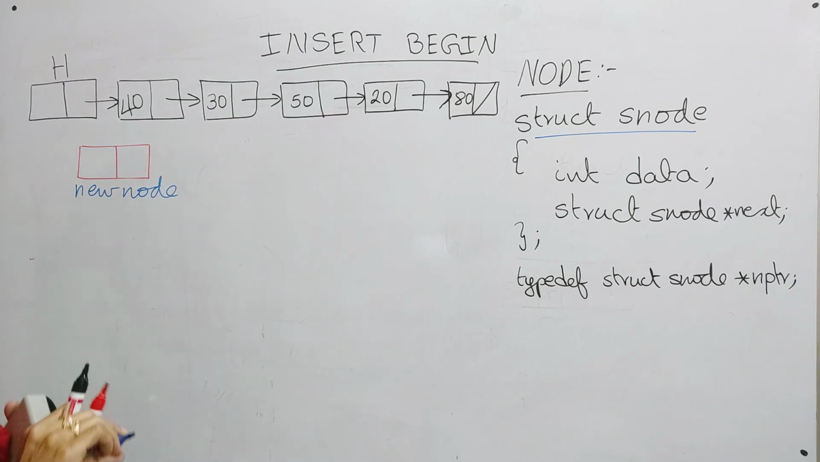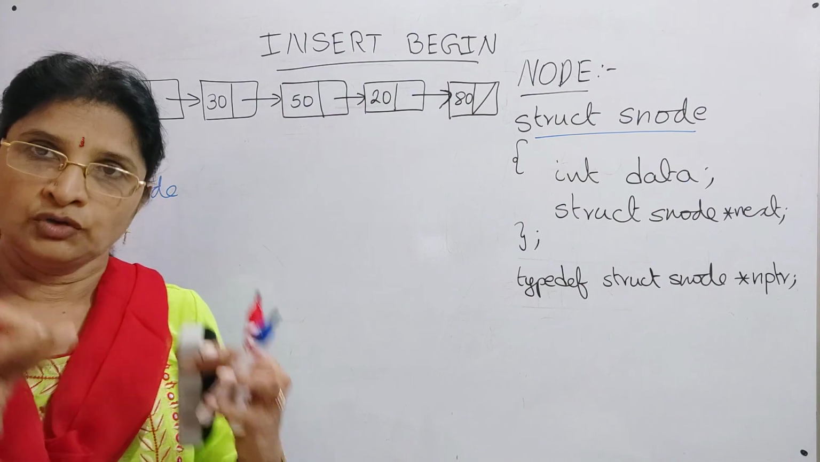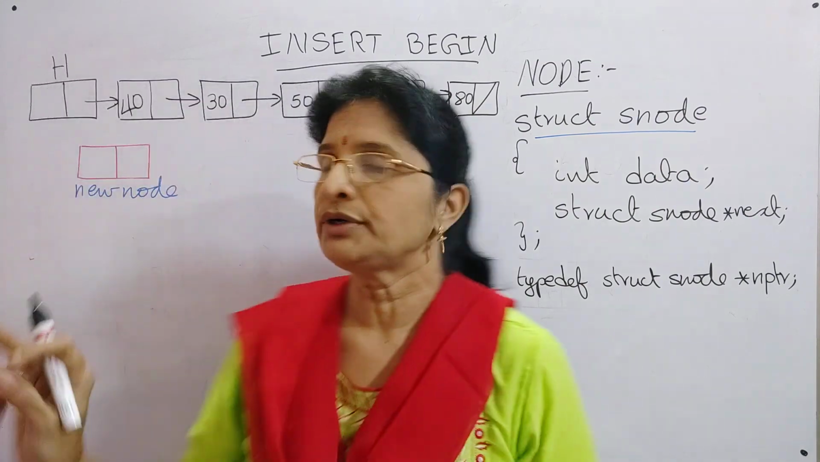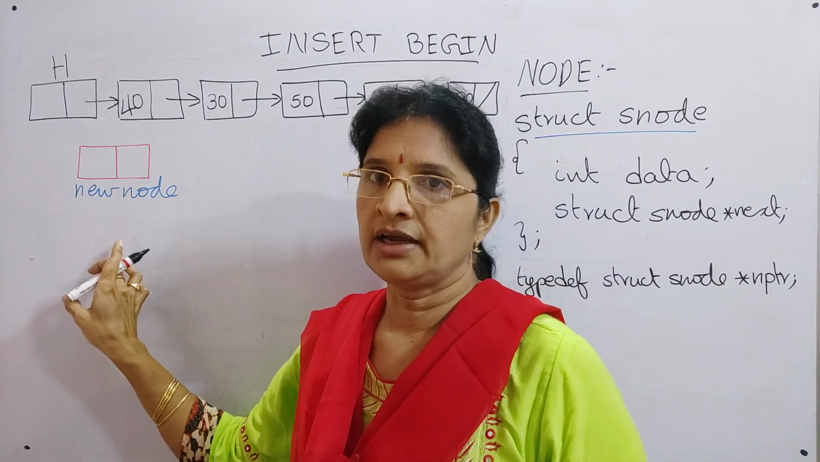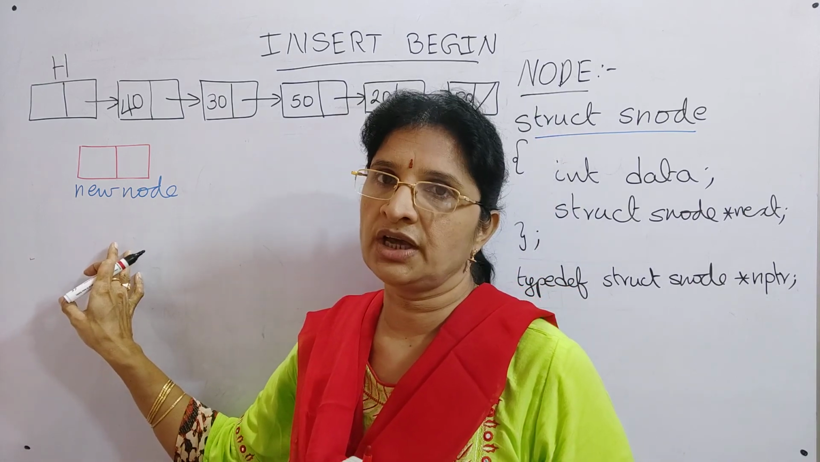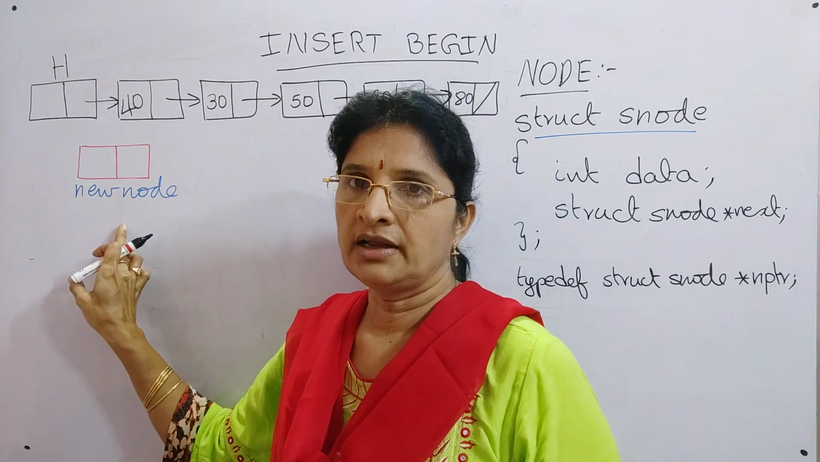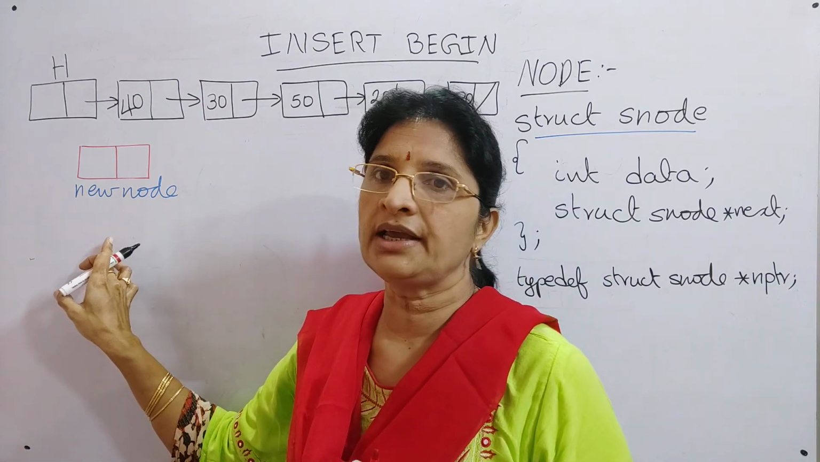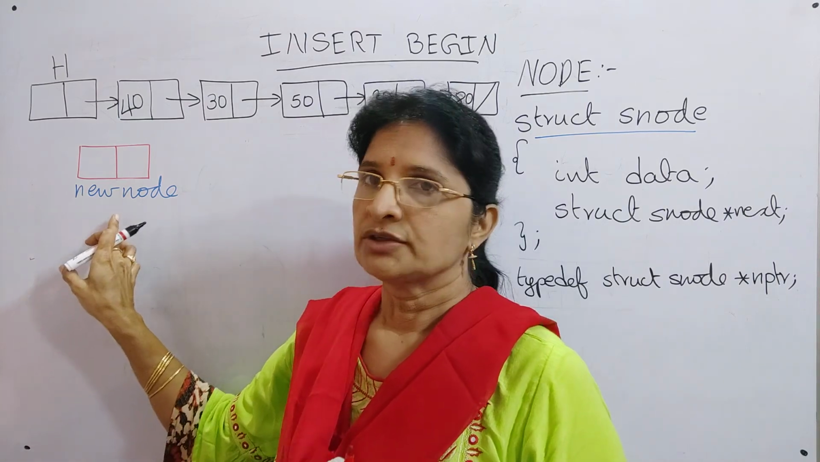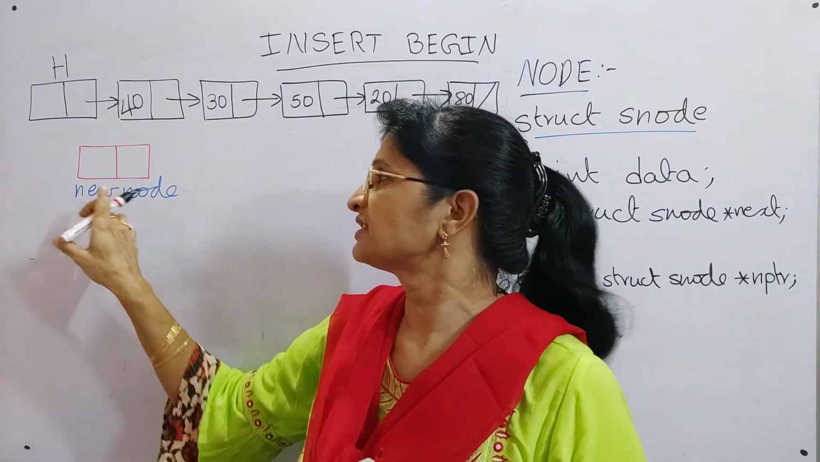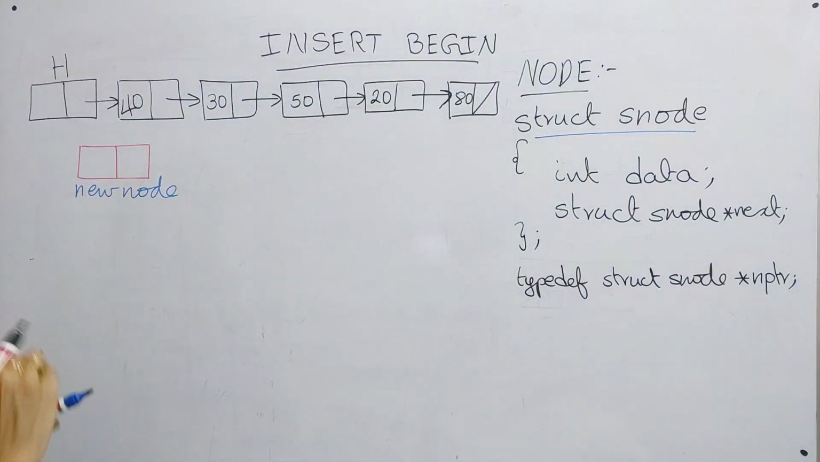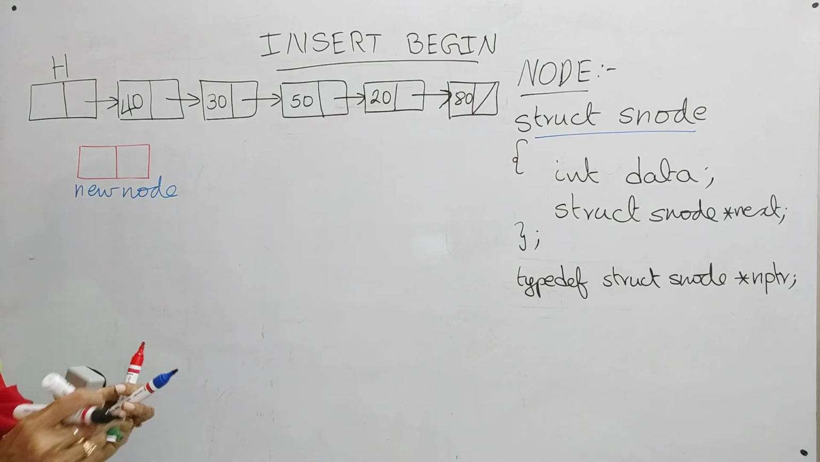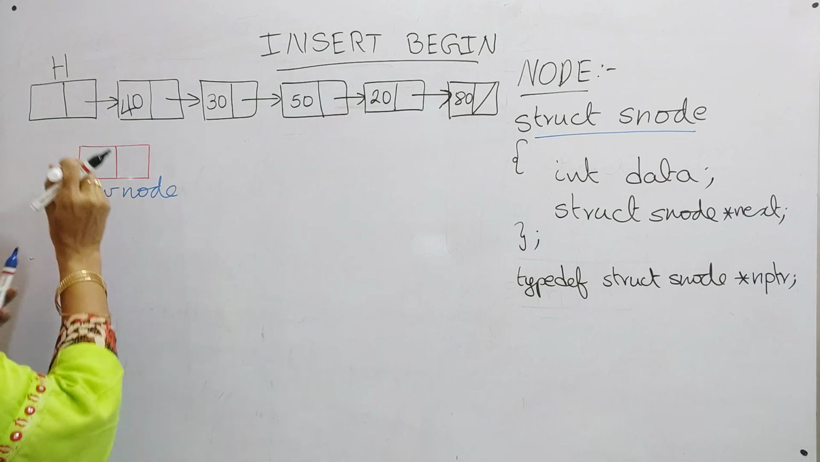First of all, you have to create a new node. That means you have to allocate memory to your new node, because this is a dynamic linear data structure. So the node is also defined with a pointer. That's why dynamically you will allocate the memory at runtime. And then you have to give some new value to this node.